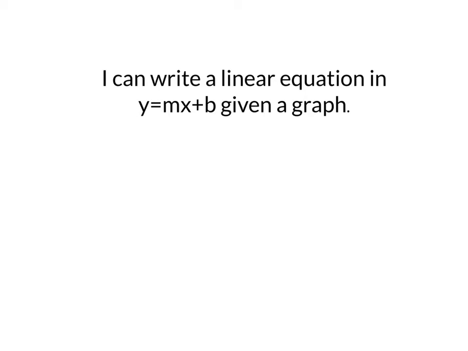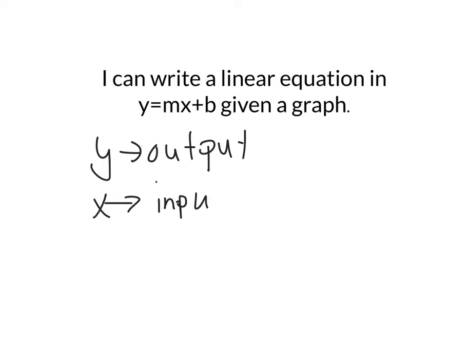So from the video, what you guys should have got was that the y is actually what we call the output. After I put something into the equation, do some math, and then I get an output. X is what we call the input. And then we have these two new letters that we're not used to seeing, right? The M, and then we have the B.